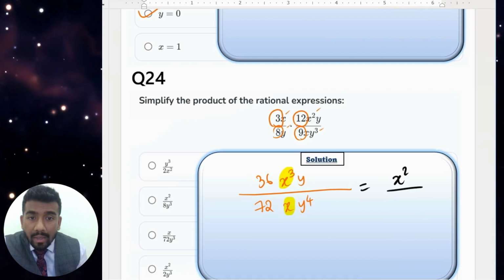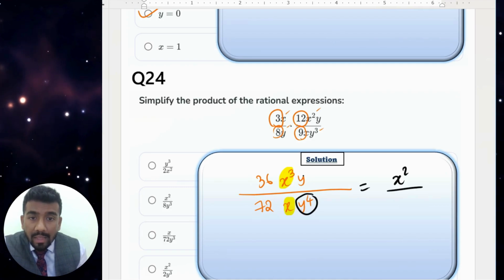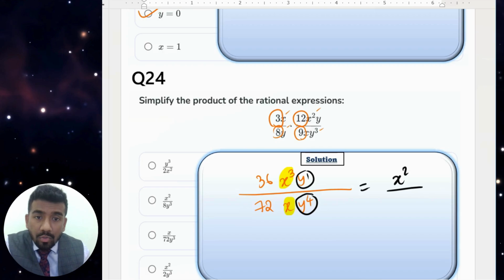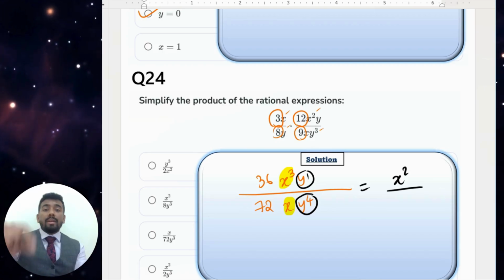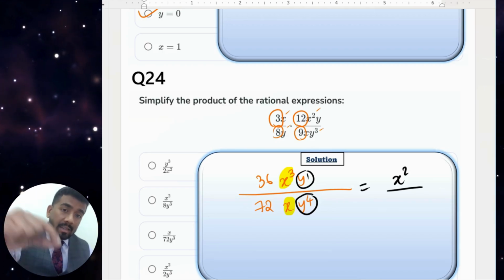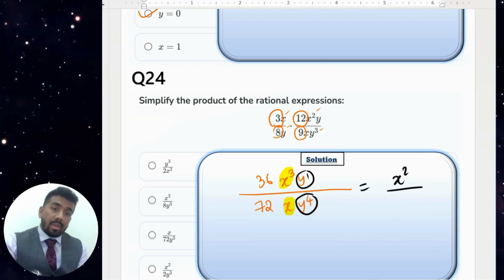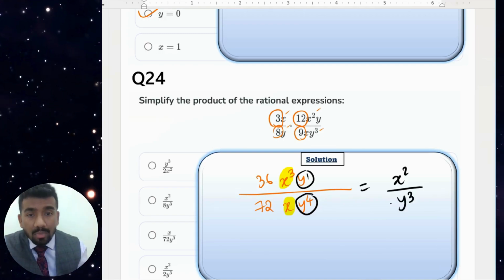And what about y? There is 4 down and there is 1 up. So 4 minus 1. Now you're doing down, you're minusing the 1, right? So put the letter down. So 4 minus 1 is what? 3. So put the letter down.